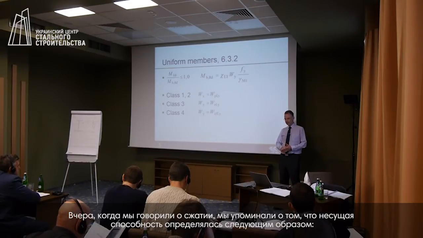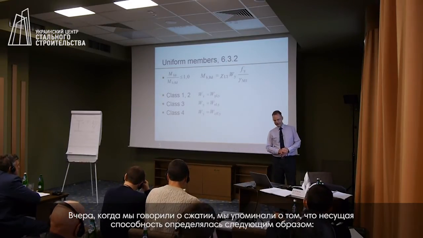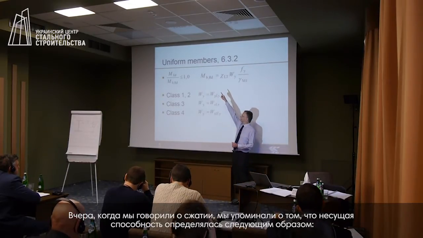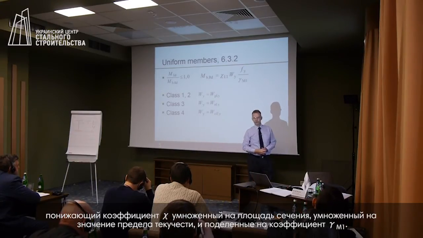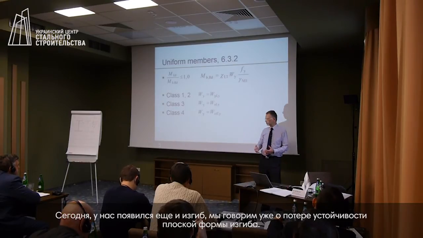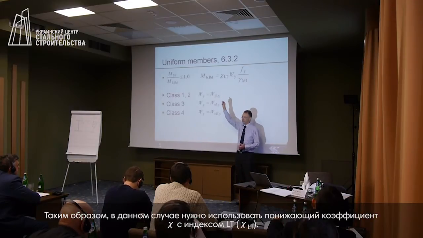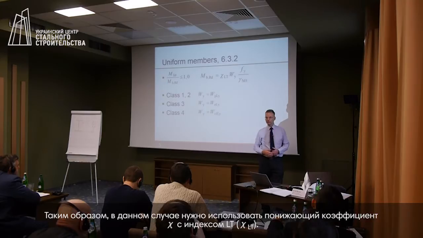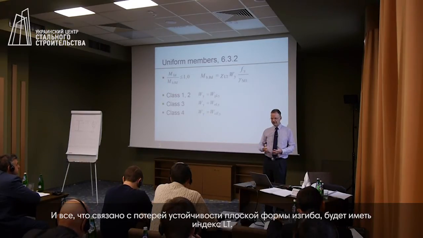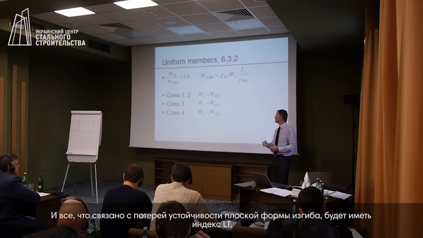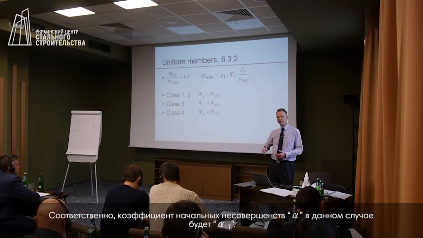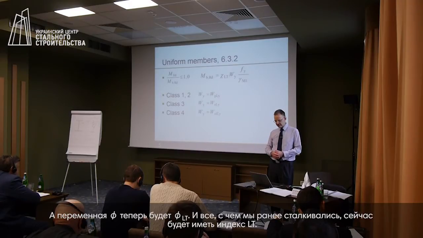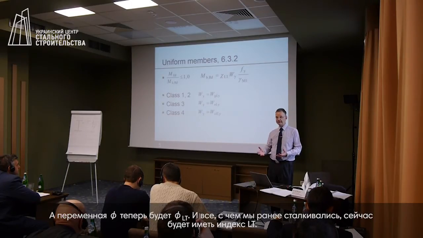So yesterday, when we were thinking about compression, you will remember that the resistance was a reduction factor chi multiplied by area multiplied by yield divided by gamma M1. Now we are in bending, lateral torsional bending, so the reduction factor now has the subscript LT, which stands for lateral torsional bending. So everything connected with lateral torsional bending has a subscript LT. So the imperfection factor alpha is now alpha LT. And the intermediate term phi is now phi LT. So everything in the family is to do with LT.